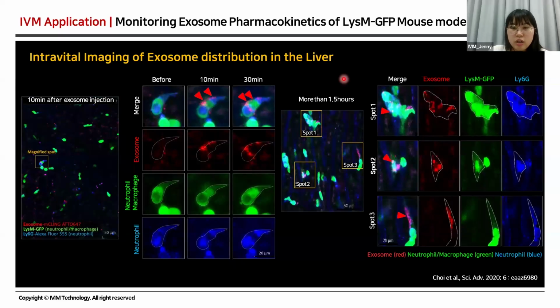As you can see here on the right, we also conducted in vivo imaging at 1.5 hours post-injection and could observe similar localization of the exosomes into the immune cells, showing successful delivery of these drug-filled exosomes to their target immune cells.